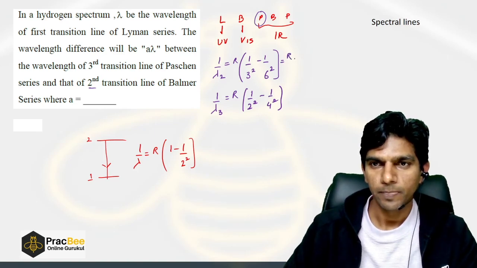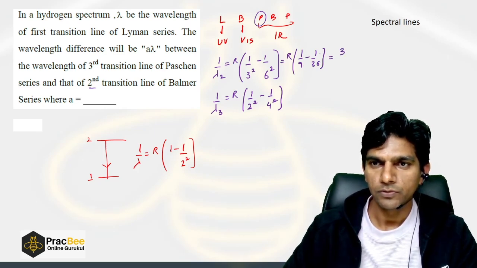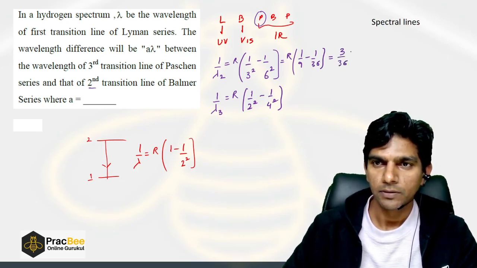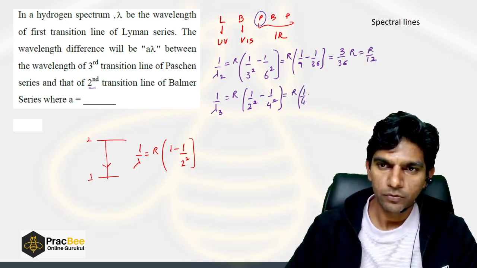So we have 1 by 9 minus 1 by 36. So this will be 4 minus 1, so 3 by 36 times R, or we can say R by 12. And this will be R times 1 by 4 minus 1 by 16. So this will be 3R by 16.